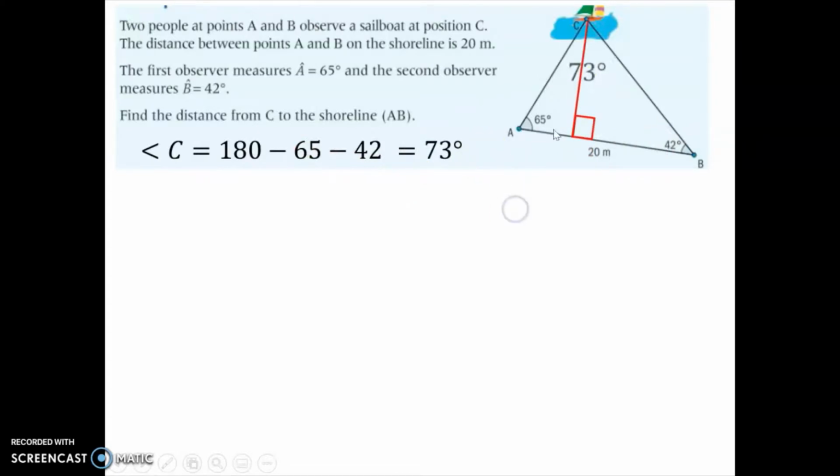And now that we know that angle, let's get back to the point I was making before, which is the shortest distance from C to the shoreline is this distance. It is always the perpendicular distance. So if you can draw a perpendicular line like that, that's always going to be the shortest distance. So that's our goal here, to find that red line, that one right there.